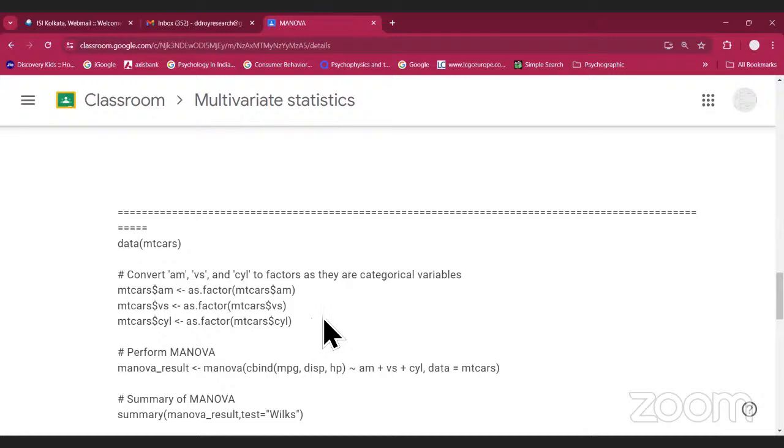Here the number of observations is very small. So in your case, the number of observations should be very high. Minimum 400 if there are more groups.